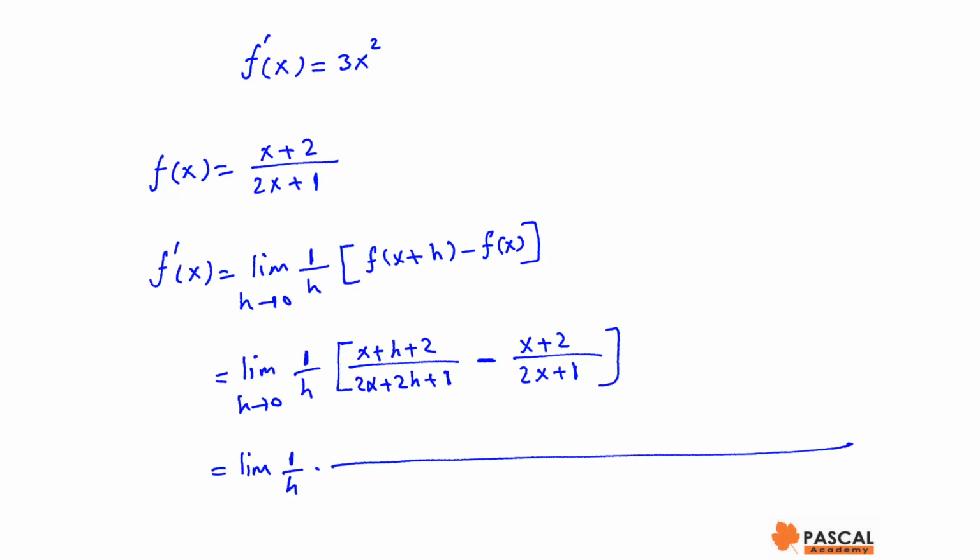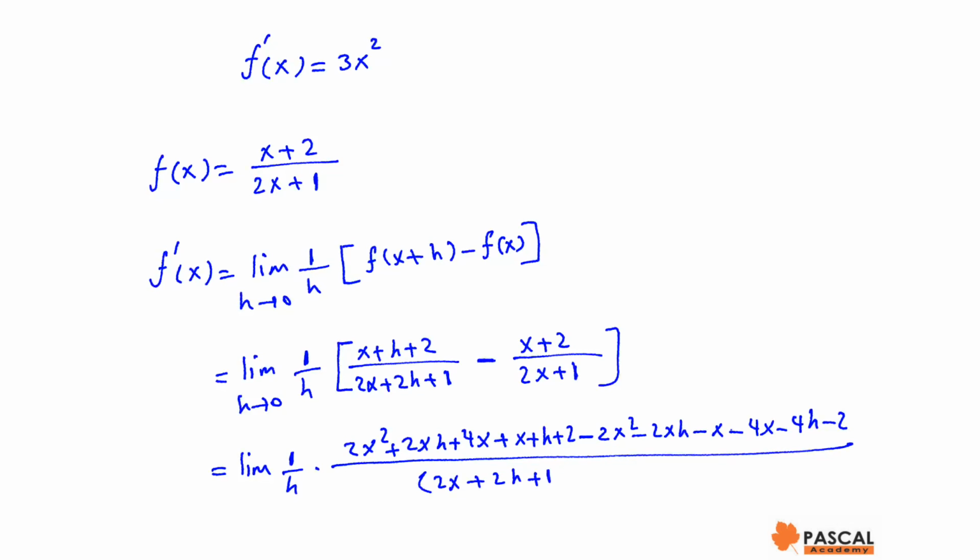times, we take the common denominator, ((x+h+2)(2x+1) - (x+2)(2x+2h+1)), which gives us 2x^2 + 2xh + 4x + x + h + 2 - 2x^2 - 2xh - x + 4x - 4x - 4h - 2, divided by (2x+2h+1)(2x+1) as h approaches 0.